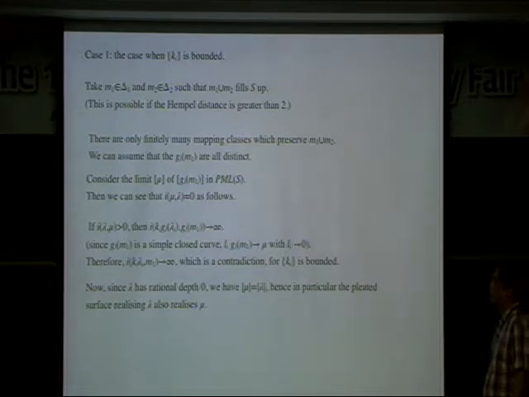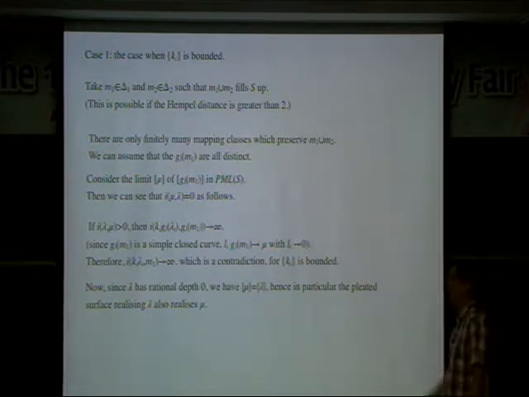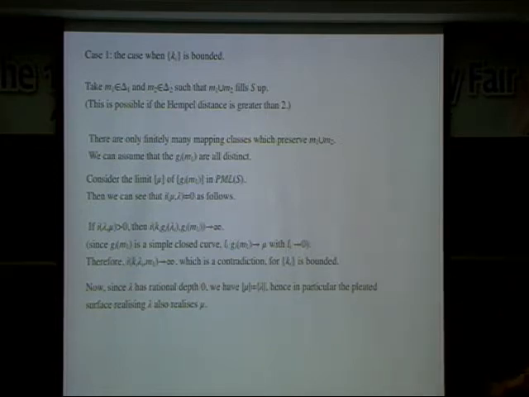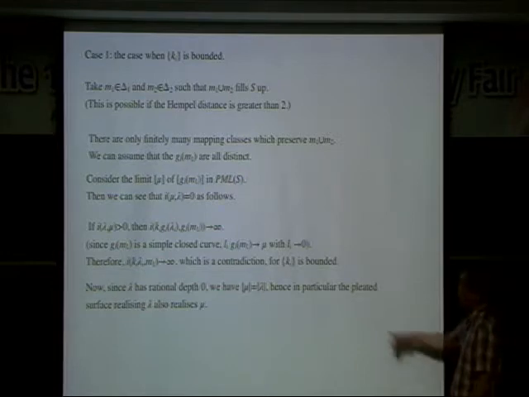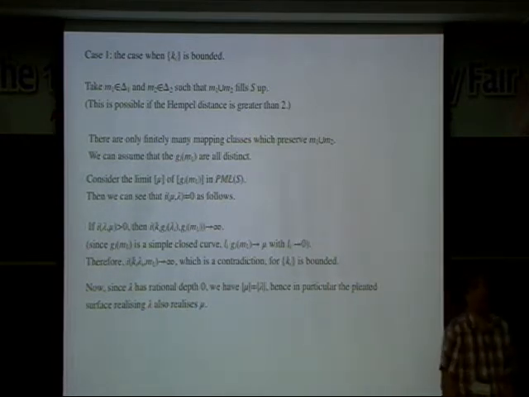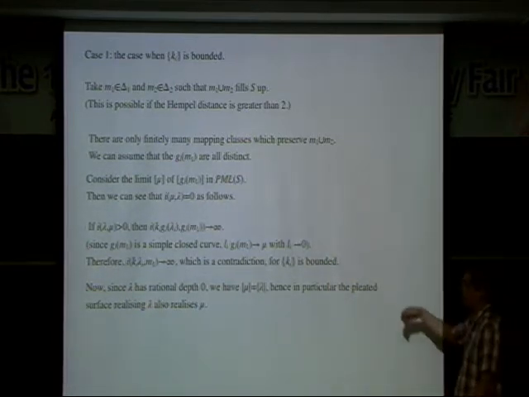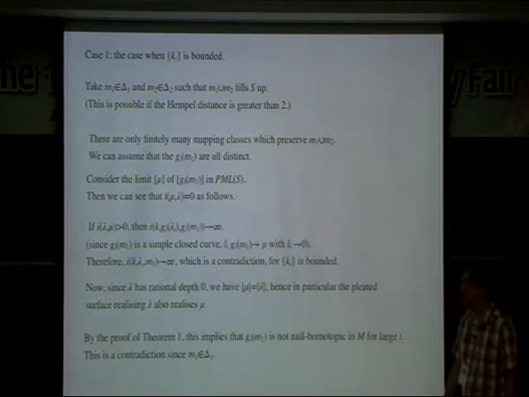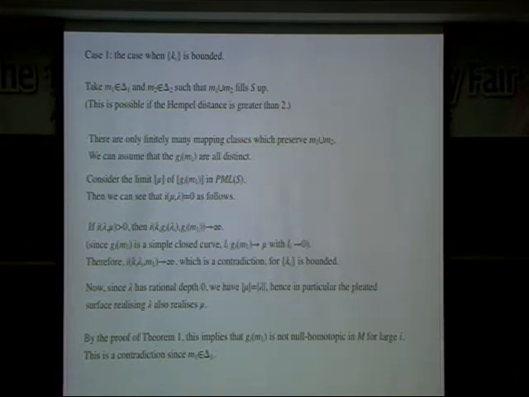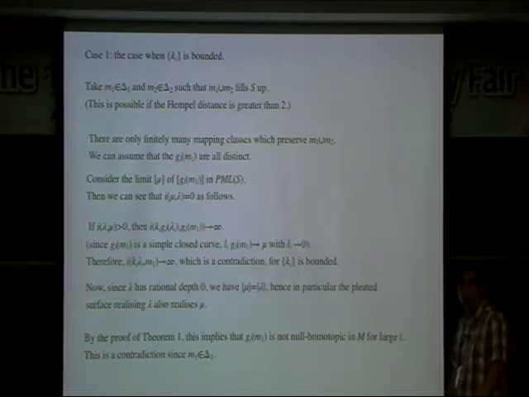Because if some lamination is realized by a pleated surface, even after you change the transverse measure, it's still realized by the same pleated surface. So if lambda is realized by some pleated surface, then mu should also be realized. That means mu has the same property as lambda. So mu should have some neighborhood in which no curves are homotopic.